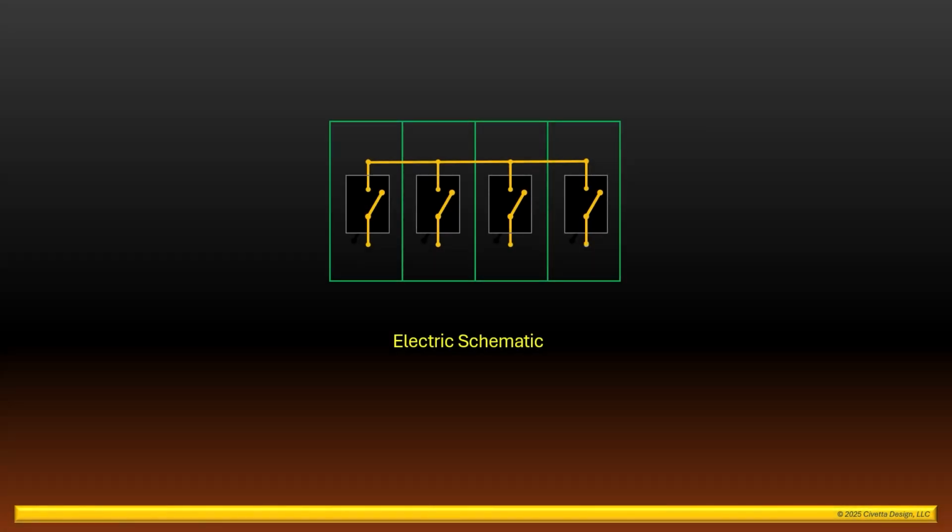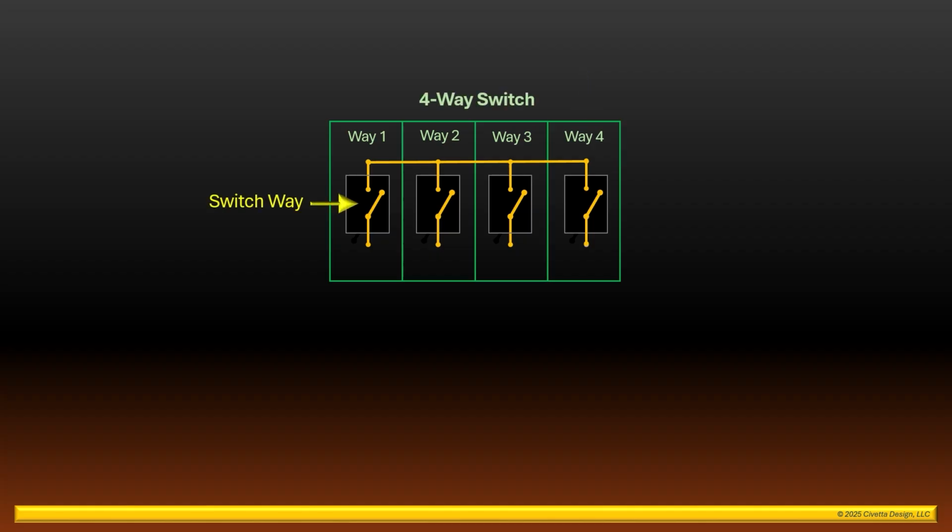This is a basic electrical schematic of the switches that we just looked at out in the field. Electric utility switches are usually divided into compartments, also known as ways. In this case, way 1, way 2, way 3, and way 4 make up this four-way switch. Each compartment contains an individual switch, also known as a switchway, and each of the four switchways are connected together by a copper bus bar inside the cabinet.